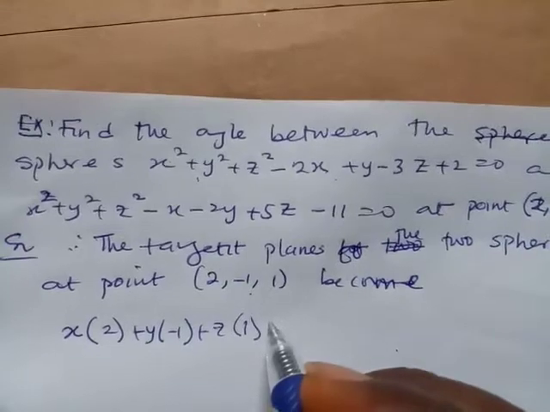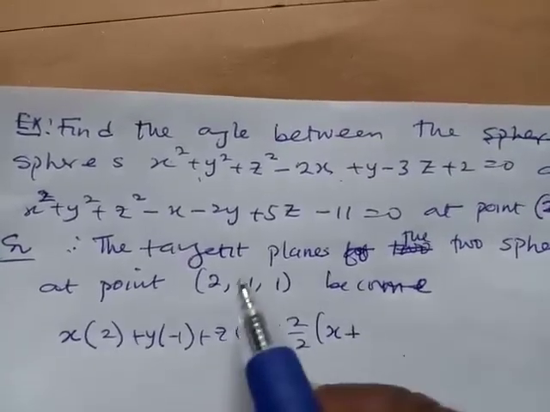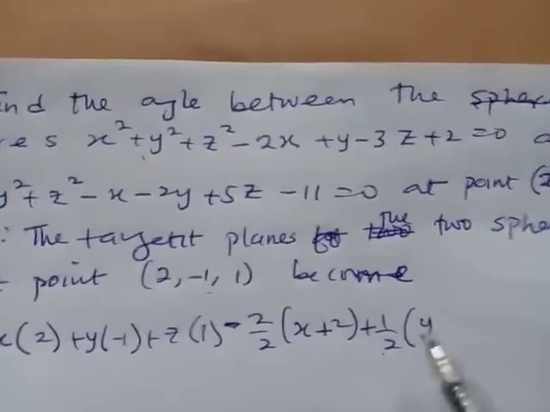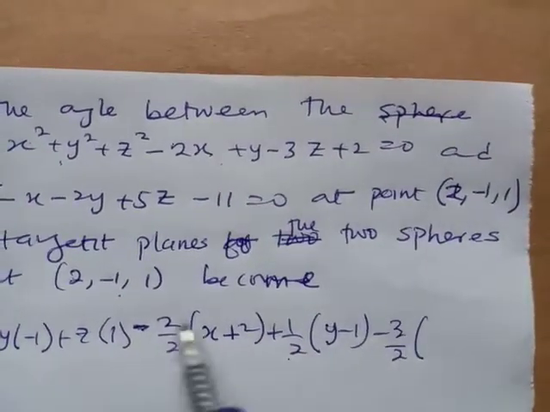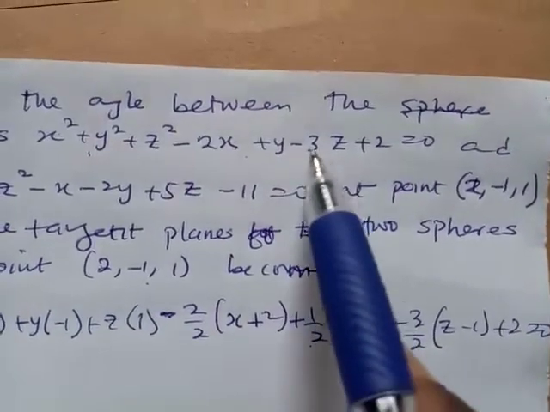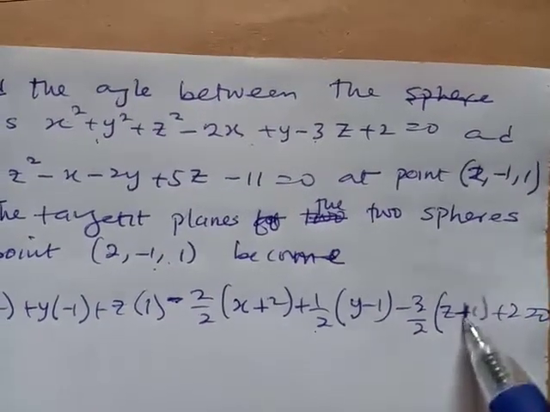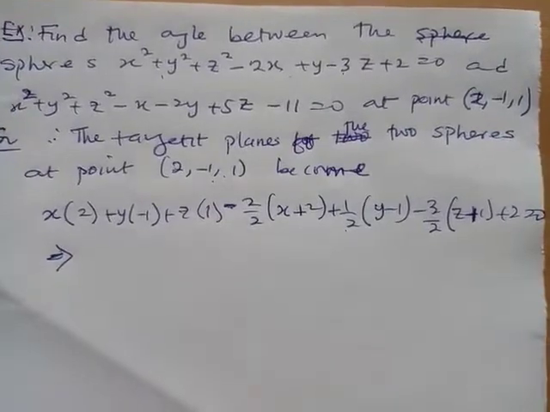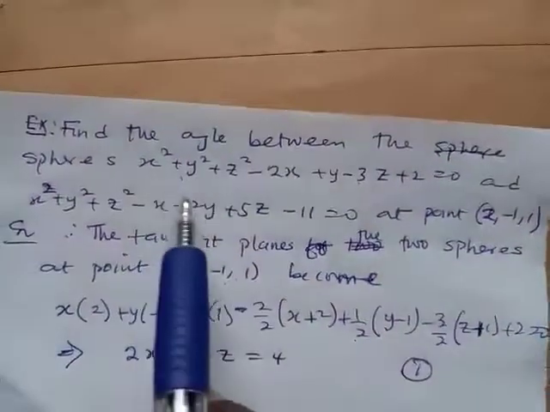We have done this before. Minus this, minus 2 over 2 into X plus this one, plus we divide it by 2, Y minus this, minus 3 over 2 into Z minus 1 plus 2 equal to 0. That is minus 3 over 2 into Z plus 1 plus 2 equal to 0. So we now need to simplify this further. By the time we simplify it, you are going to get this. Also, we find the tangent plane at the second one.